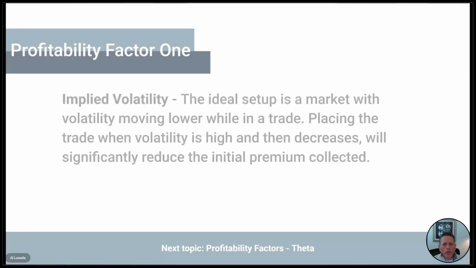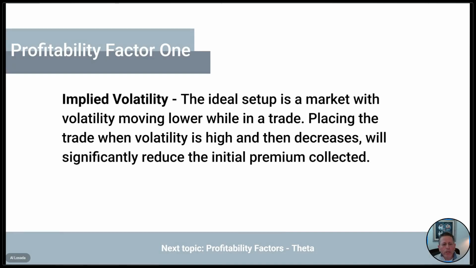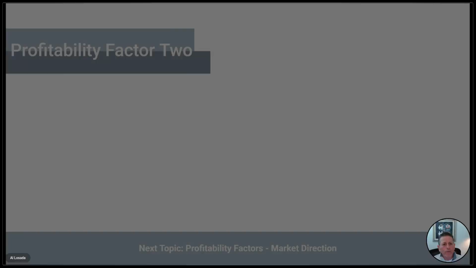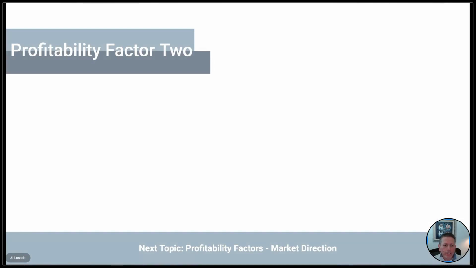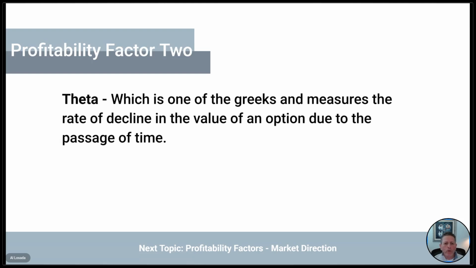Okay, so let's talk about the profitability factors. Number one is implied volatility. The ideal setup is when you're entering a trade, you want the volatility to be higher than when you exit a trade, because volatility is helping you to close in those trades. If it goes the other way, typically it's tougher. Profitability number two is theta, which is one of the Greeks that measures the rate of decline in the value of the option due to the passage of time. That's based on volatility, and we just talked about that.